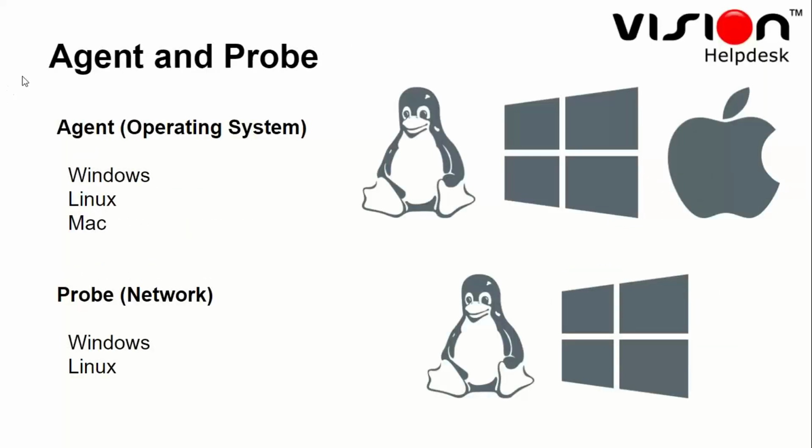As you can see over here, the agent and the probe, as I mentioned, if you have a standalone machine, the agent is used for scanning the assets in the current machine, and the probe is used for scanning it on a network. So over here, as you can see, if you have a Windows machine, Linux machine, or a Mac machine, you can use the agent, and the probes can be used for network scanning.